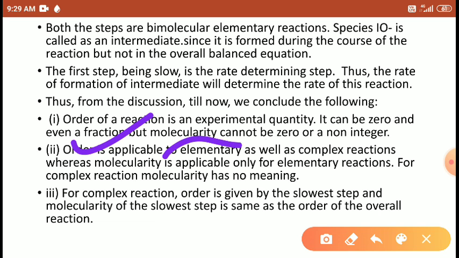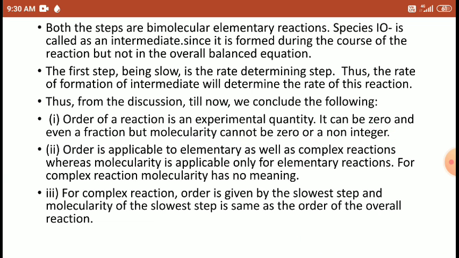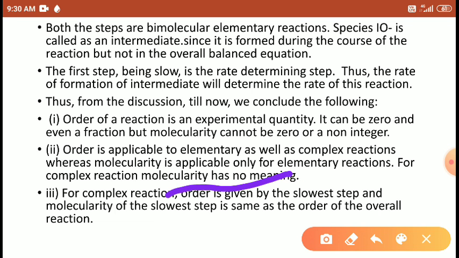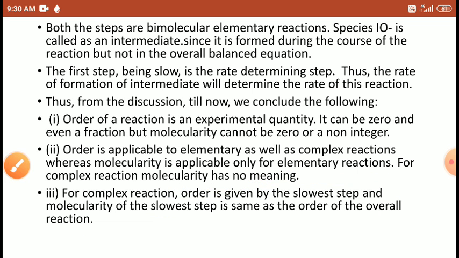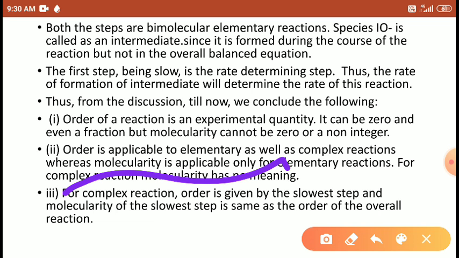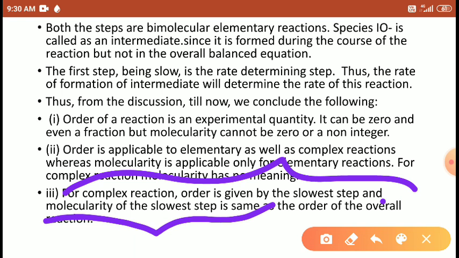Only order. Based on the slow step, we have to determine whether it is second order, first order, etc. For a complex reaction, the order is given by the slowest step, and the molecularity of the slowest step is the same as that of the overall reaction. In both cases, friends, the slowest step, the rate determining step, is the common thing. Right, students?